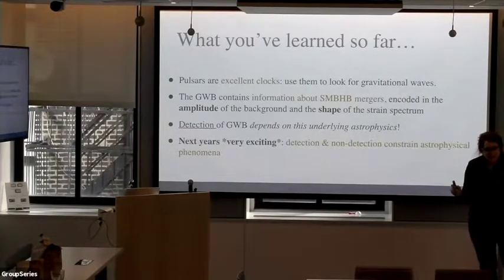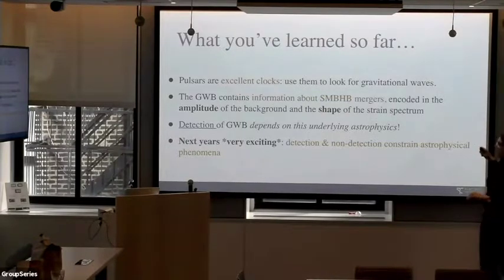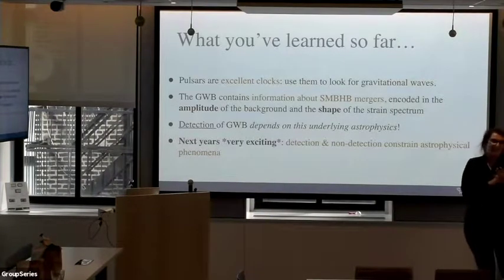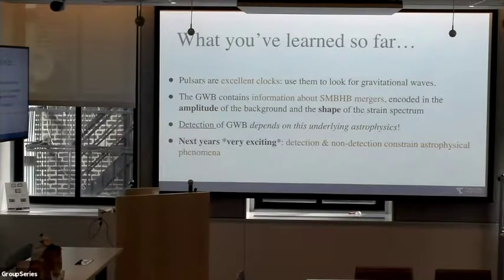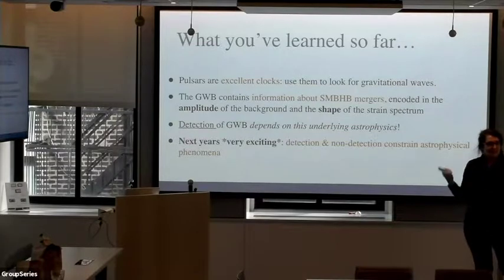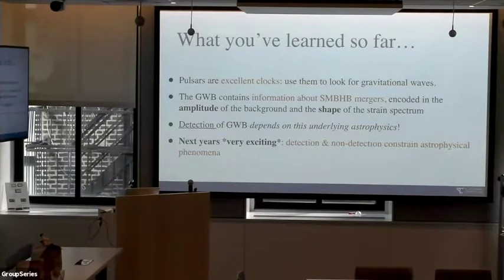So what you've learned so far, just to remind you, in case you had something else to do in the last few minutes, is that pulsars are excellent clocks, and we need really good clocks to look for gravitational waves. The gravitational wave background itself is really rich in astrophysics. You have information on the supermassive black hole mergers and supermassive black hole masses, and the amplitude and the shape of the background are both really interesting. The detection of the gravitational wave background, in turn, depends on this underlying astrophysics and if supermassive black holes merge directly or through many-body interactions, which happen afterwards. This makes the next few years really exciting as we start to really plow deeply into this parameter space of expected amplitudes of the background. We can start ruling out more and more models.